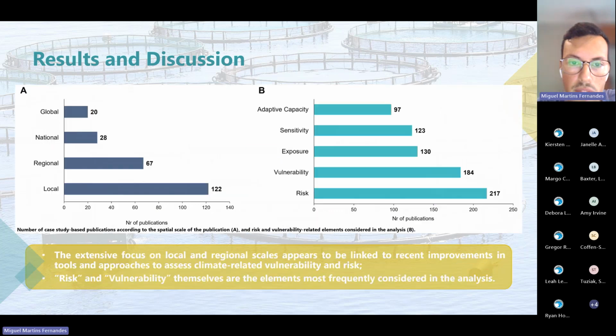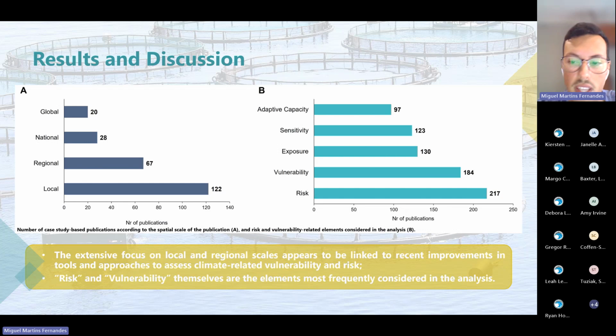Then, when we focus only on the case study-based publications, we found out that local studies are the most used. And this is also because of the recent improvements in tools and approaches that are used to assess climate-related risk and vulnerability on these specific locations.